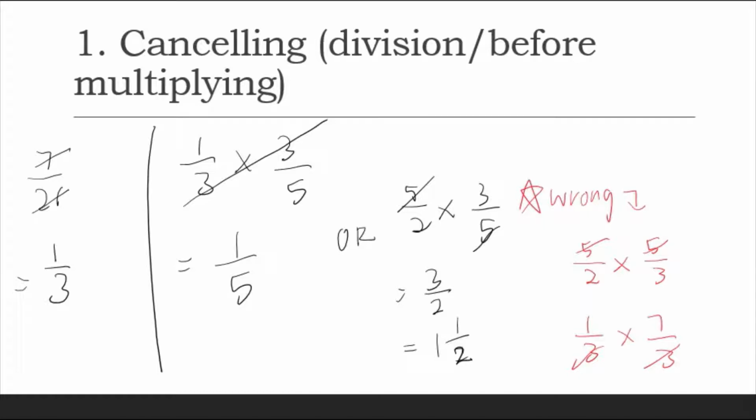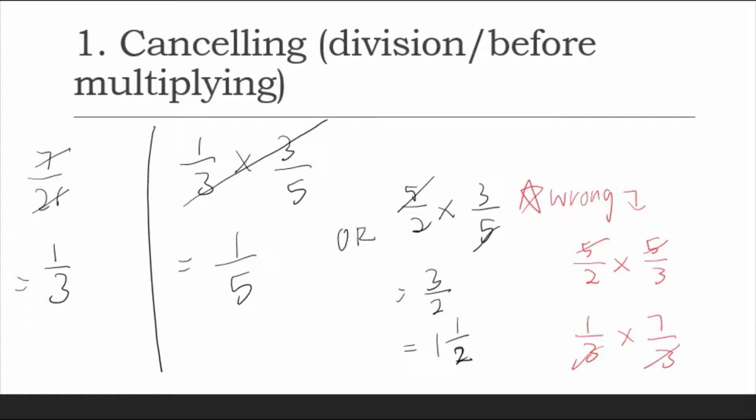First, you can only cancel numerator of the first fraction with denominator of the second fraction, or vice versa. You can never cancel both numerators or denominators of first and second fraction. Second condition, the numerator and the denominator need to have a common factor.